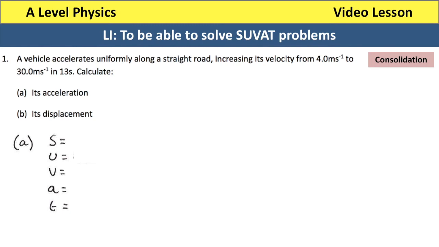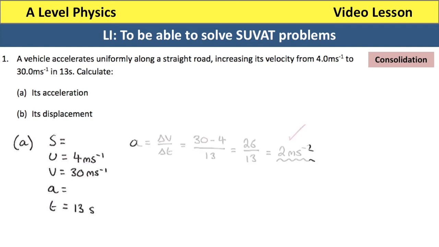Now then, we fill in the information that we know. It tells us that the velocity increases from 4 metres per second. That means it starts at 4 metres per second and it gets to 30 metres per second, and that takes a time of 13 seconds. We want to work out the acceleration. So the acceleration will be the change in velocity divided by time, which means we'll come out with an answer of 2 metres per second squared.